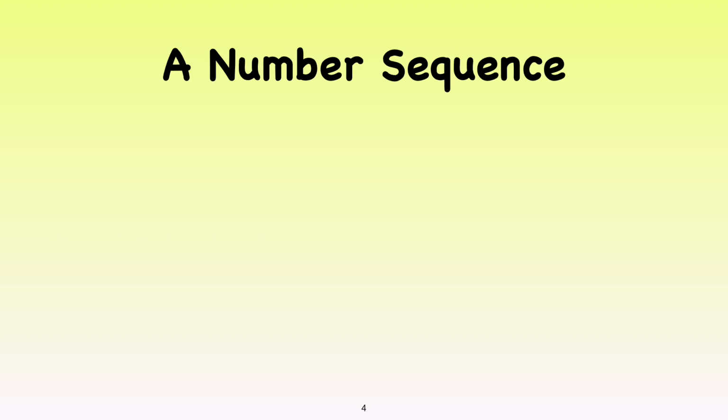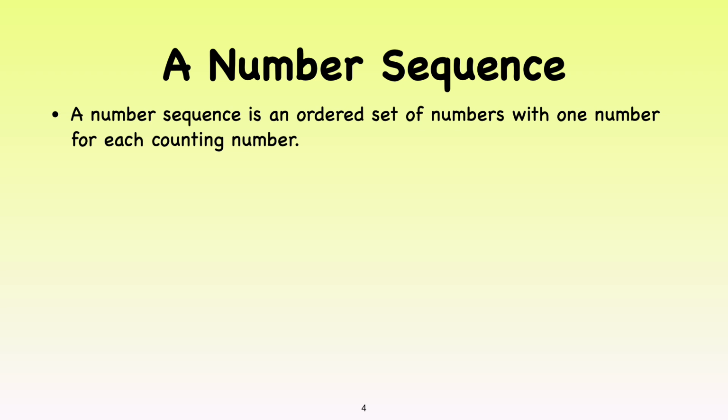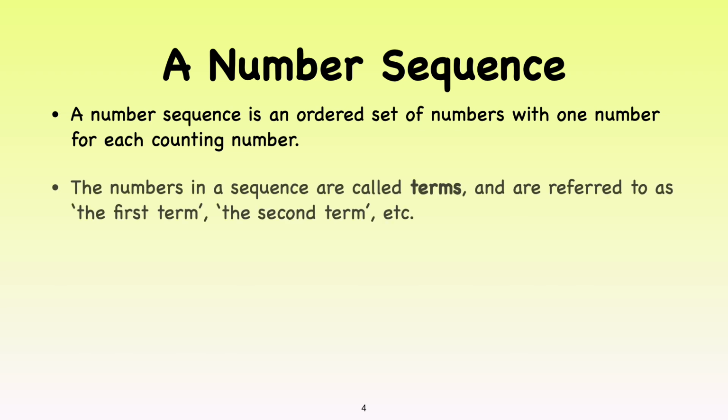Let's begin with a number sequence. Instead of saying for every x there corresponds a y, we're going to say that for every counting number, that is positive integers, there corresponds a number. Our inputs are just counting numbers and do not include every point between the counting numbers. We don't have variables in a sequence, we have terms. So we'll say the numbers in a sequence are called terms and are referred to as the first term, the second term, etc.